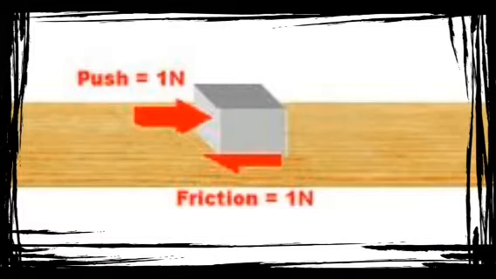This is an example of friction. These leaves were an example of friction because they exerted force on each other as they rubbed against each other.